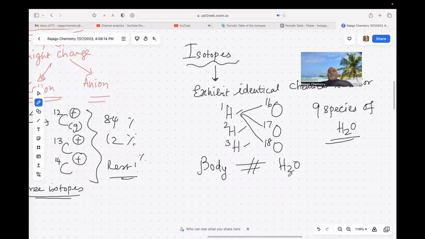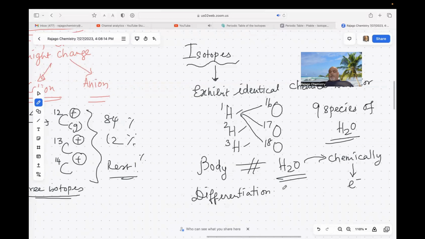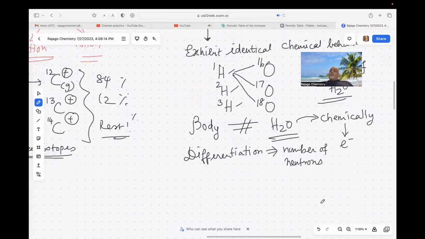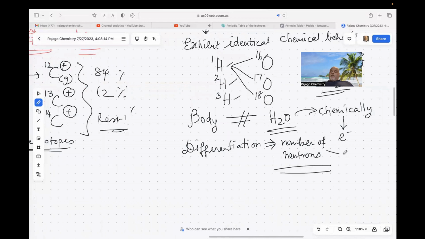Why? Because it reacts only chemically, right? The chemistry is only with the electrons. The differentiation is only in the number of protons and the number of neutrons. Where does the neutron reside? The neutron resides only inside the nucleus. Okay, it's very important.